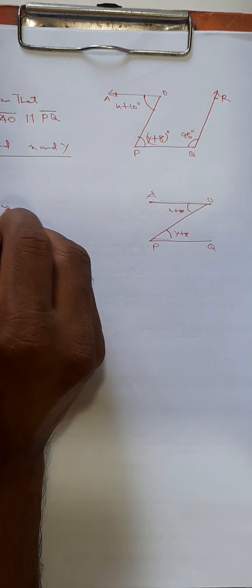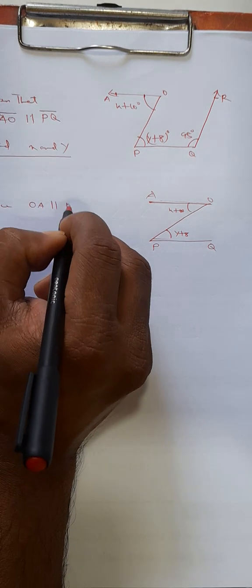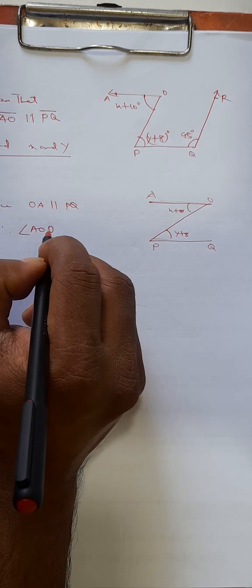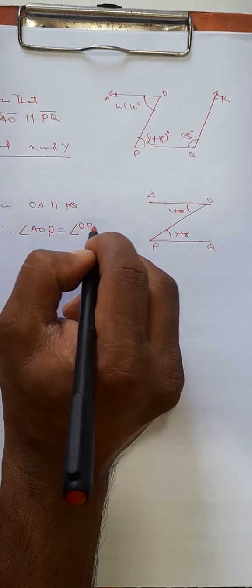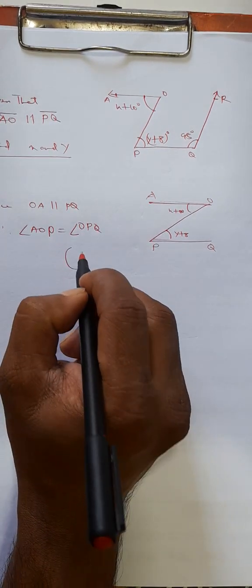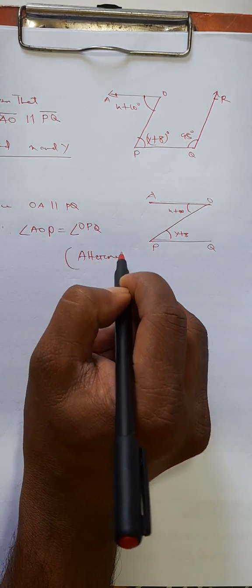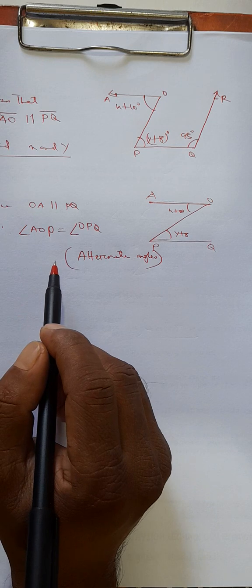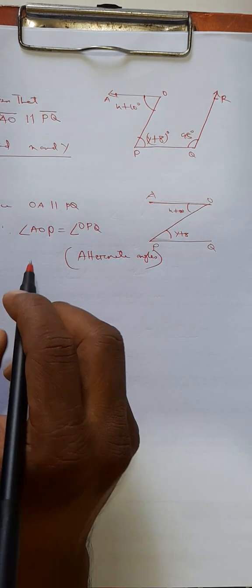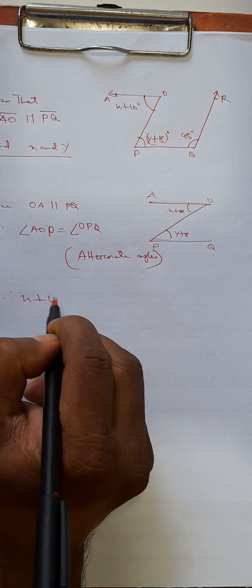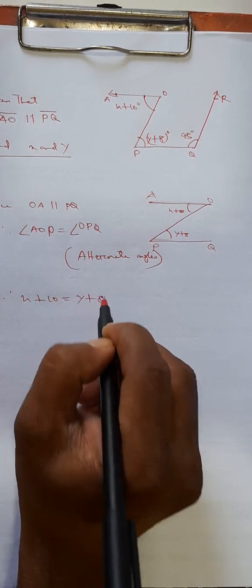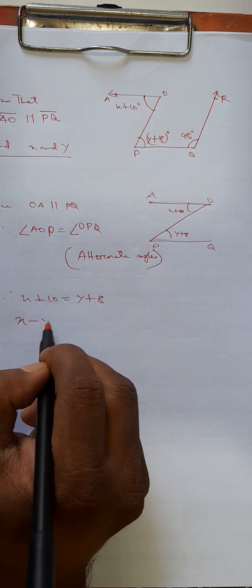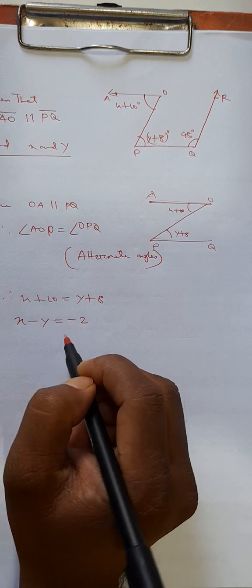Since OA is parallel to PQ, therefore angle AOP equal to angle OPQ. Why? They are alternate angles. So when two lines are parallel, the alternate angles created by transversal are equal. Therefore, x plus 10 equal to y plus 8. That means x minus y equal to minus 2. Right?